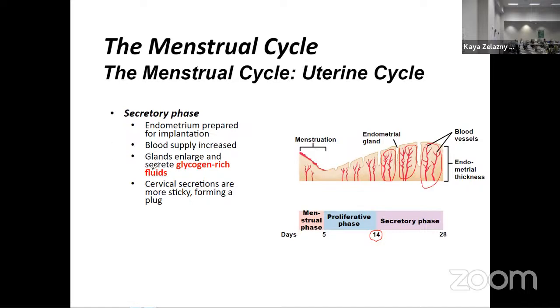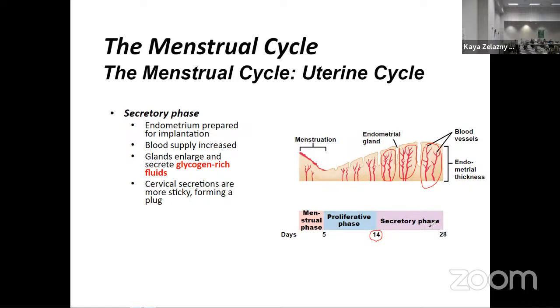The glands here are starting to get even larger, and they're secreting a glycogen-rich fluid at this point. So glycogen, we remember, is basically a bunch of glucose monomers all linked together. So that glycogen could start to feed a growing embryo potentially, right? And the cervical secretions, so from that lower third of the uterus, cervix, they're going to get more sticky. So this is a difference from the proliferative phase, right? A lot of what's happening during the secretory phase is just kind of extension. It's continuing to grow larger.